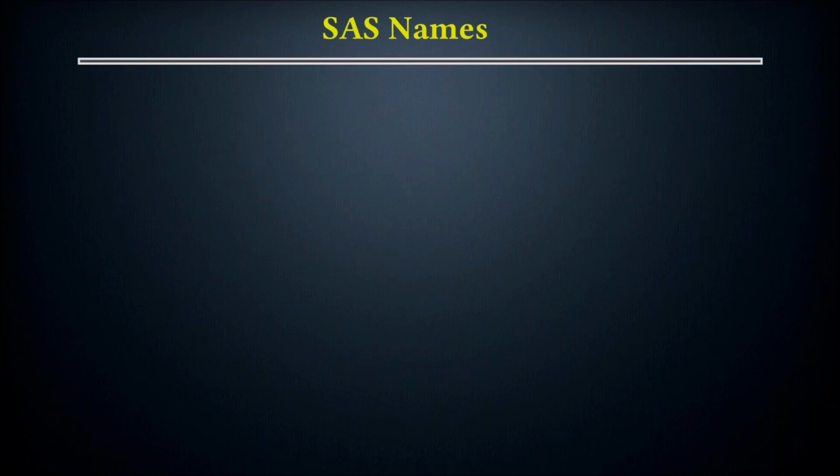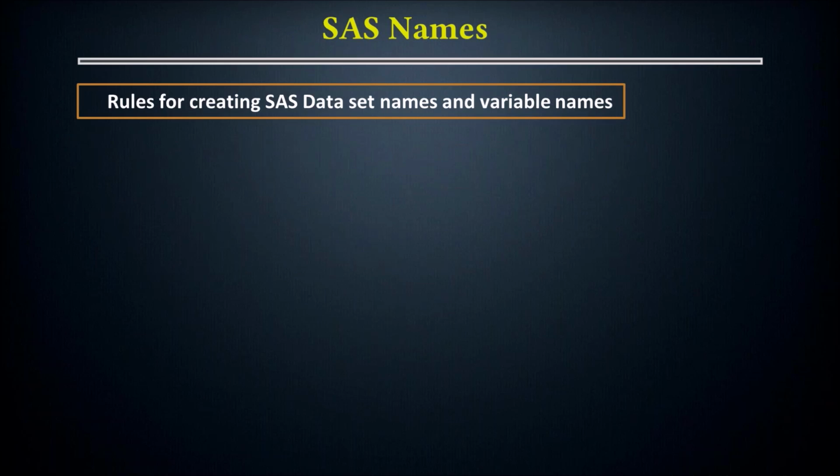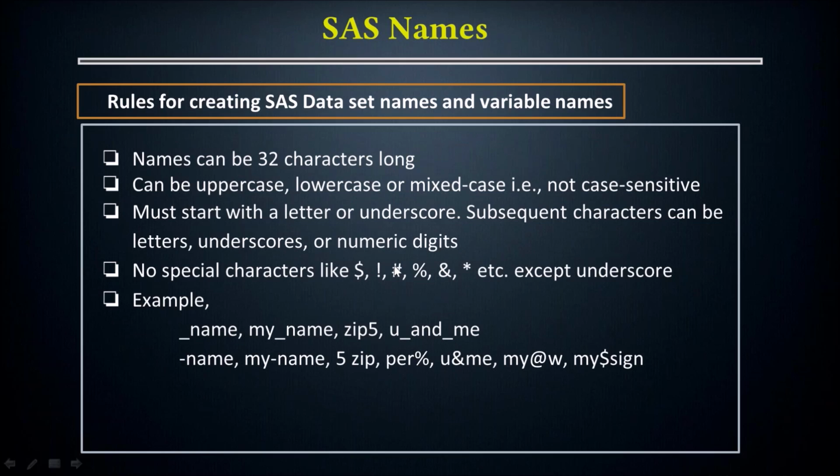Now let's see some naming convention rules for a variable name or a dataset name. Whenever we are creating variable names or dataset names, we should keep in mind a few points. They should be only up to 32 characters. It should not exceed 32 characters. And it is not case sensitive. We can give those names in uppercase, lowercase or mixed case.